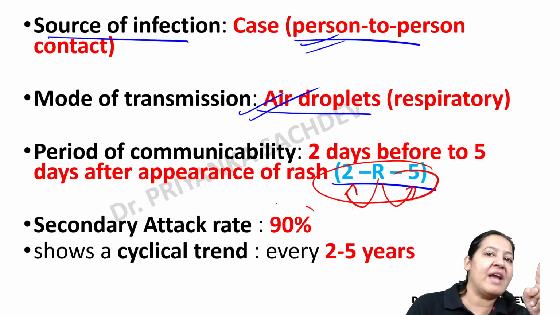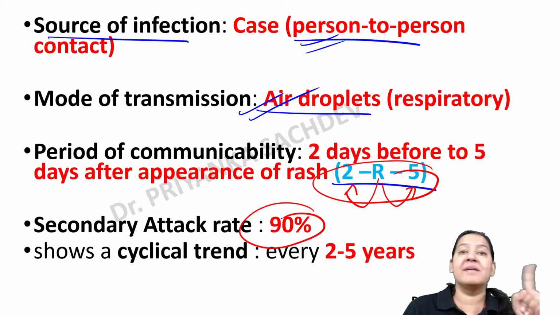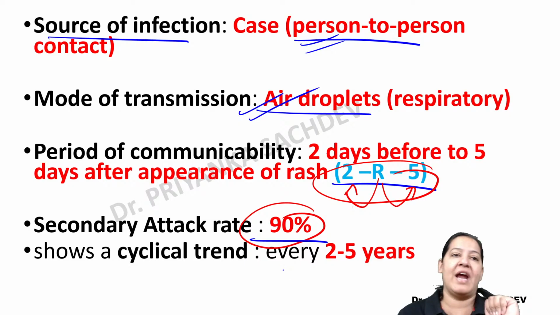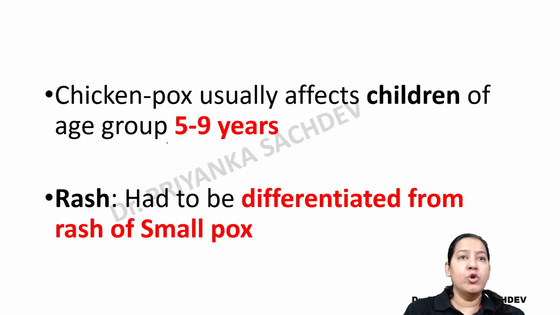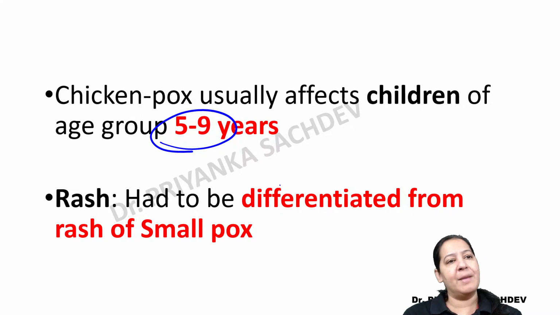The secondary attack rate is 90%. As I have told you, there is a 90% chance that other persons in contact will get the infection. The usual age is children, it occurs in children of 5 to 9 years.